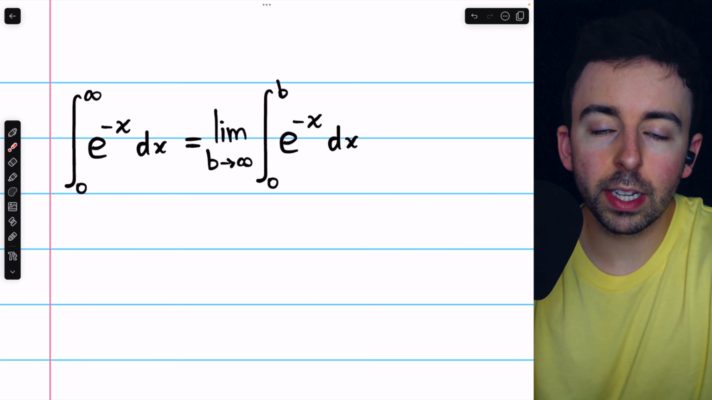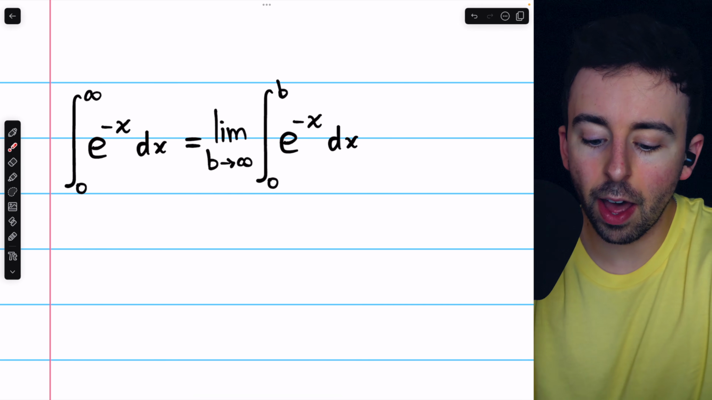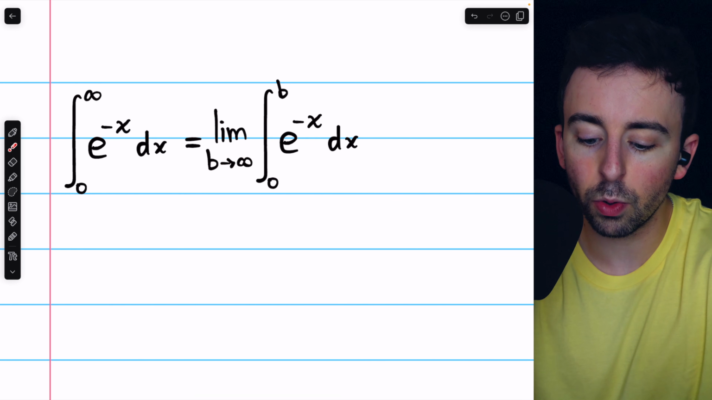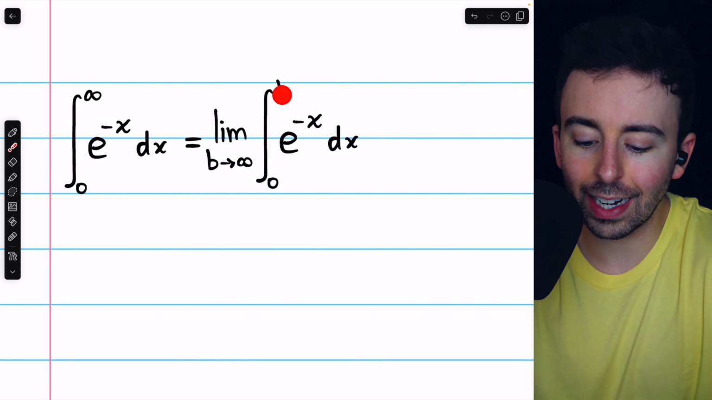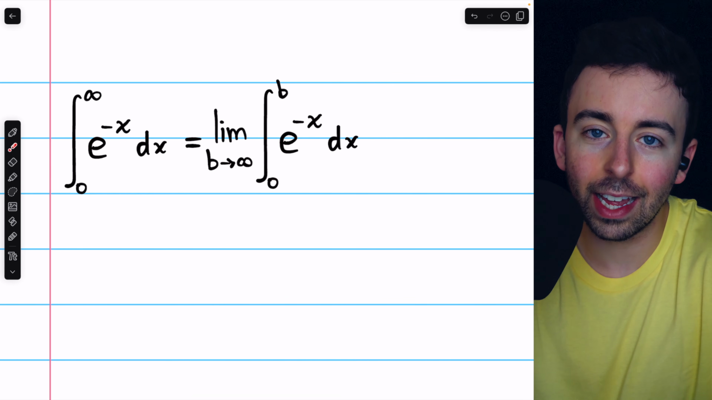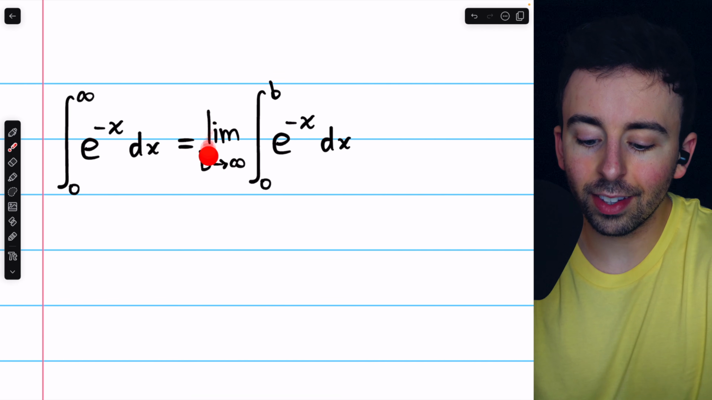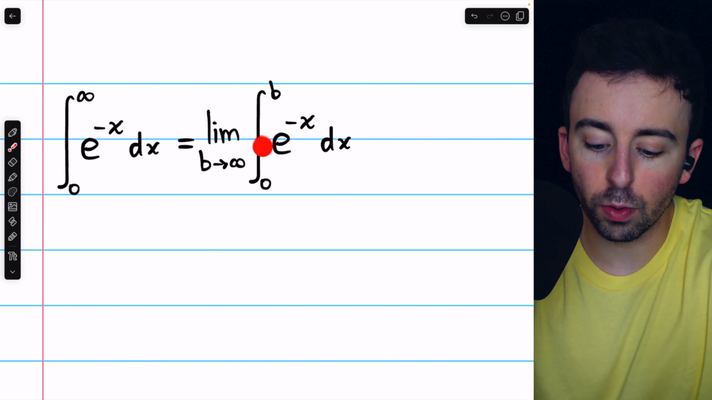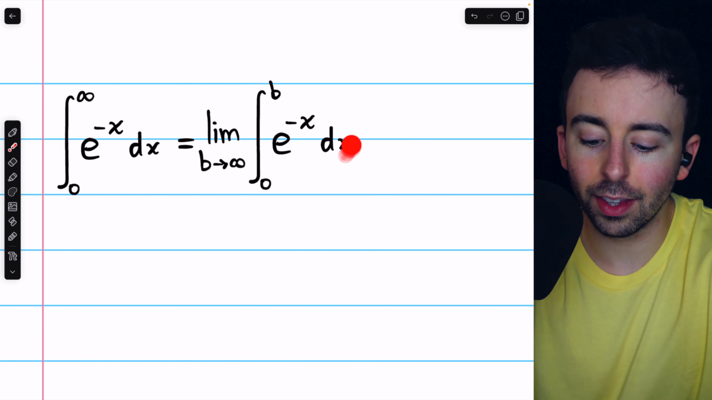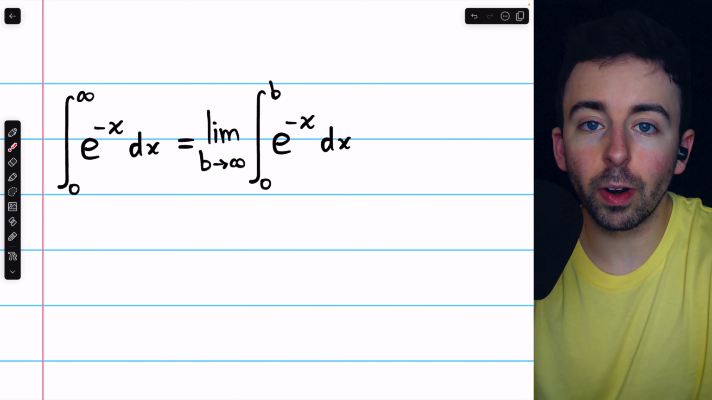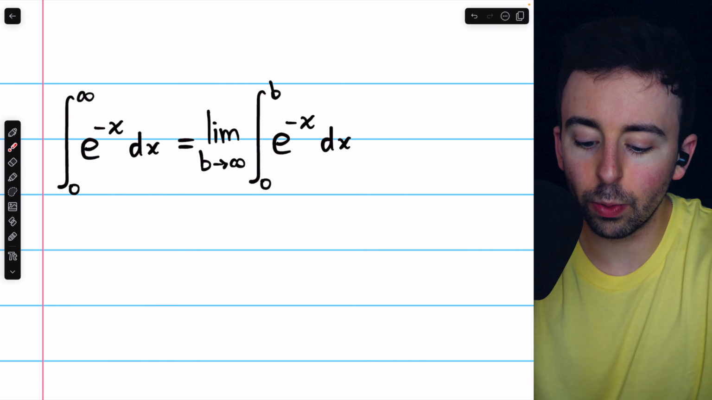So this improper integral, if it exists, is defined to be the limit as b goes to infinity of this integral. So we've just replaced infinity with a finite number that we allow to tend towards infinity. To evaluate this limit, we should first actually do the integral. Now we have a very ordinary definite integral inside the limit expression, so let's integrate e to the negative x and evaluate with these bounds.